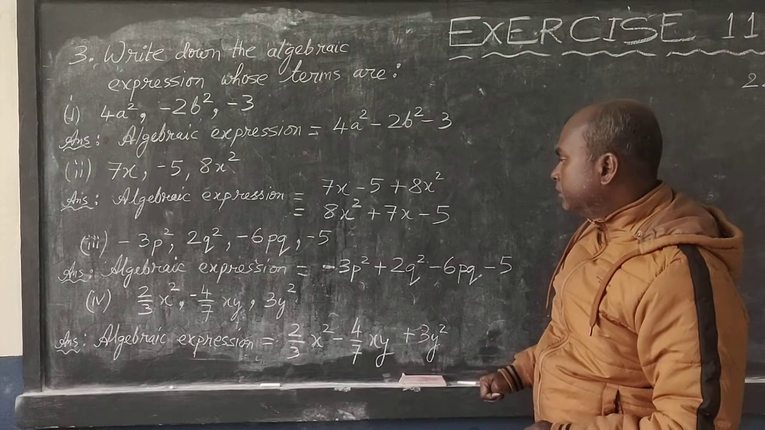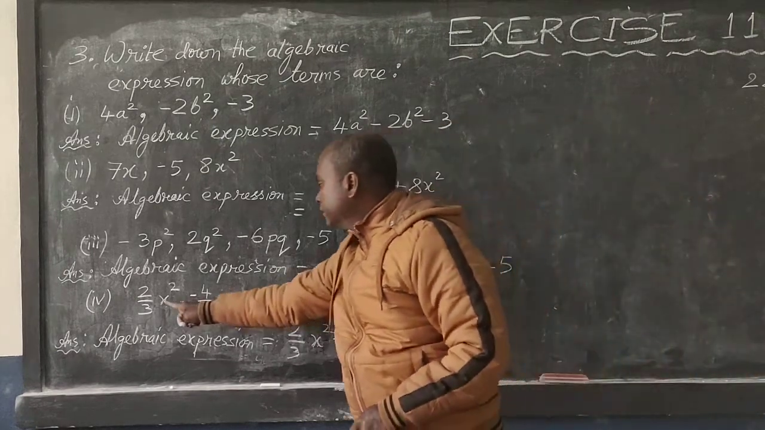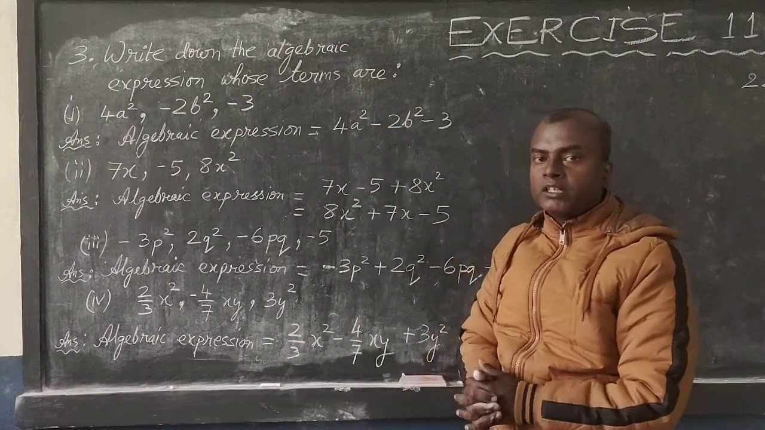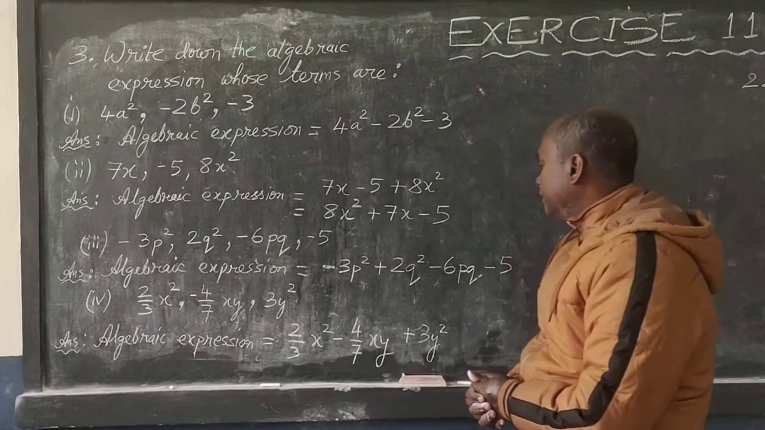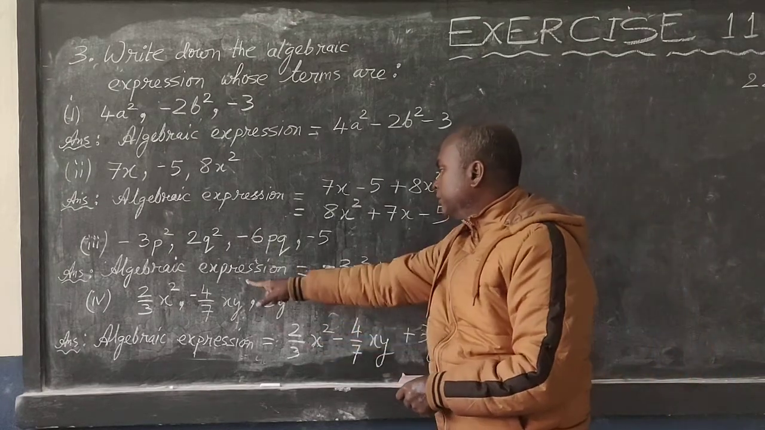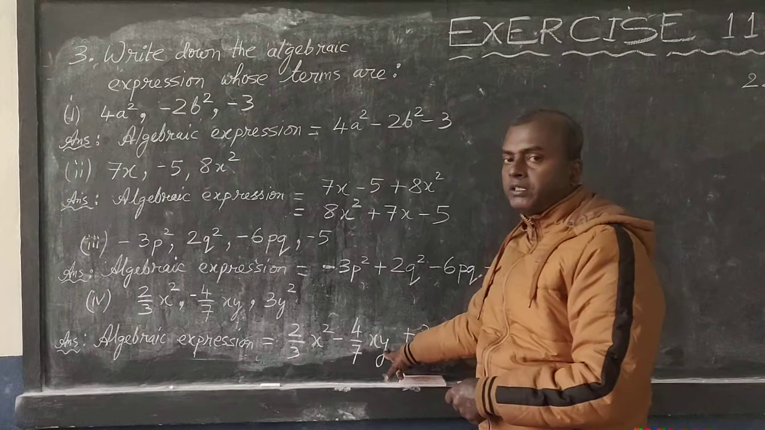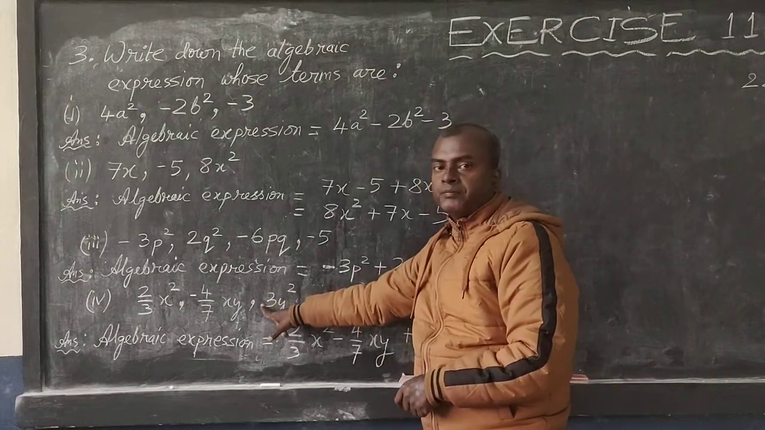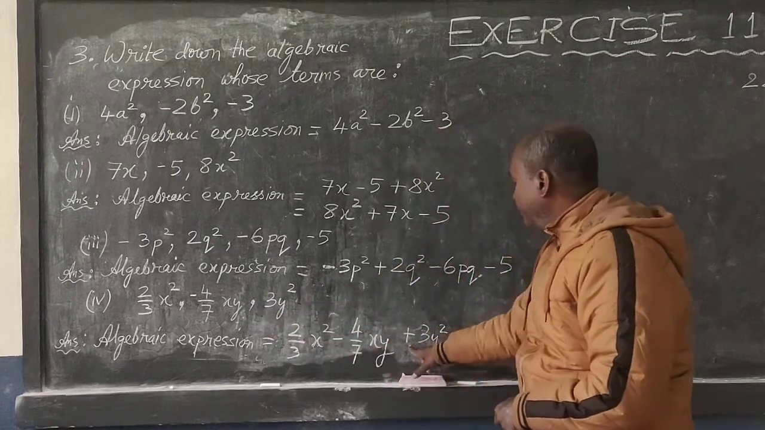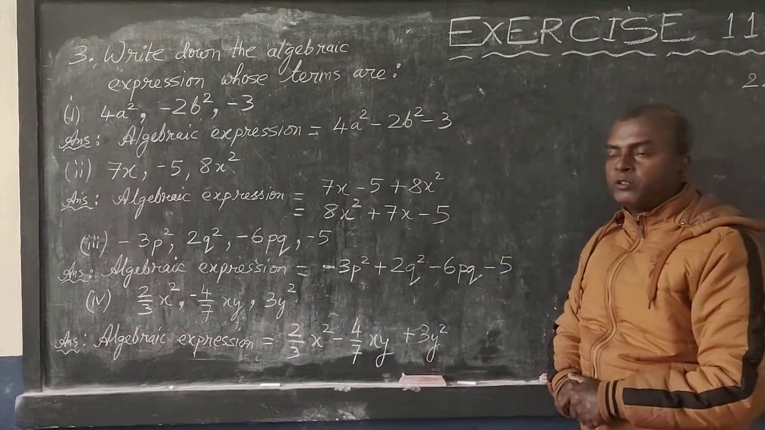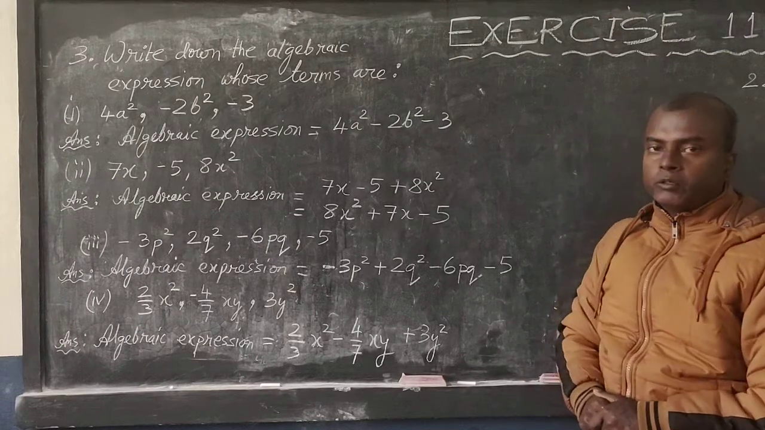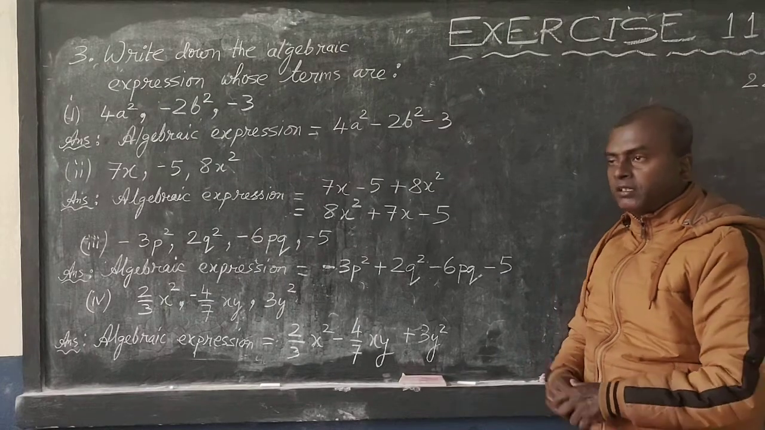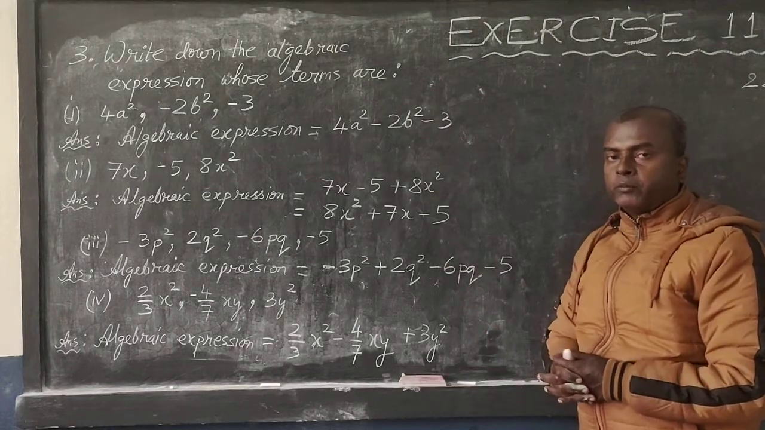Okay, the fourth question. Here 1, 2, 3 terms. Combine them, then only you will get the expression. So 2 by 3x square, here 2 by 3x square, minus 4 by 7x square, here minus 4 by 7x square, 3y square, no sign. No sign means plus sign. So plus 3y square. So basically what we have to do, just remove the comma sign. And if no sign is there along with any term, plus sign is there. And we have to write them in combined form, removing the comma sign.